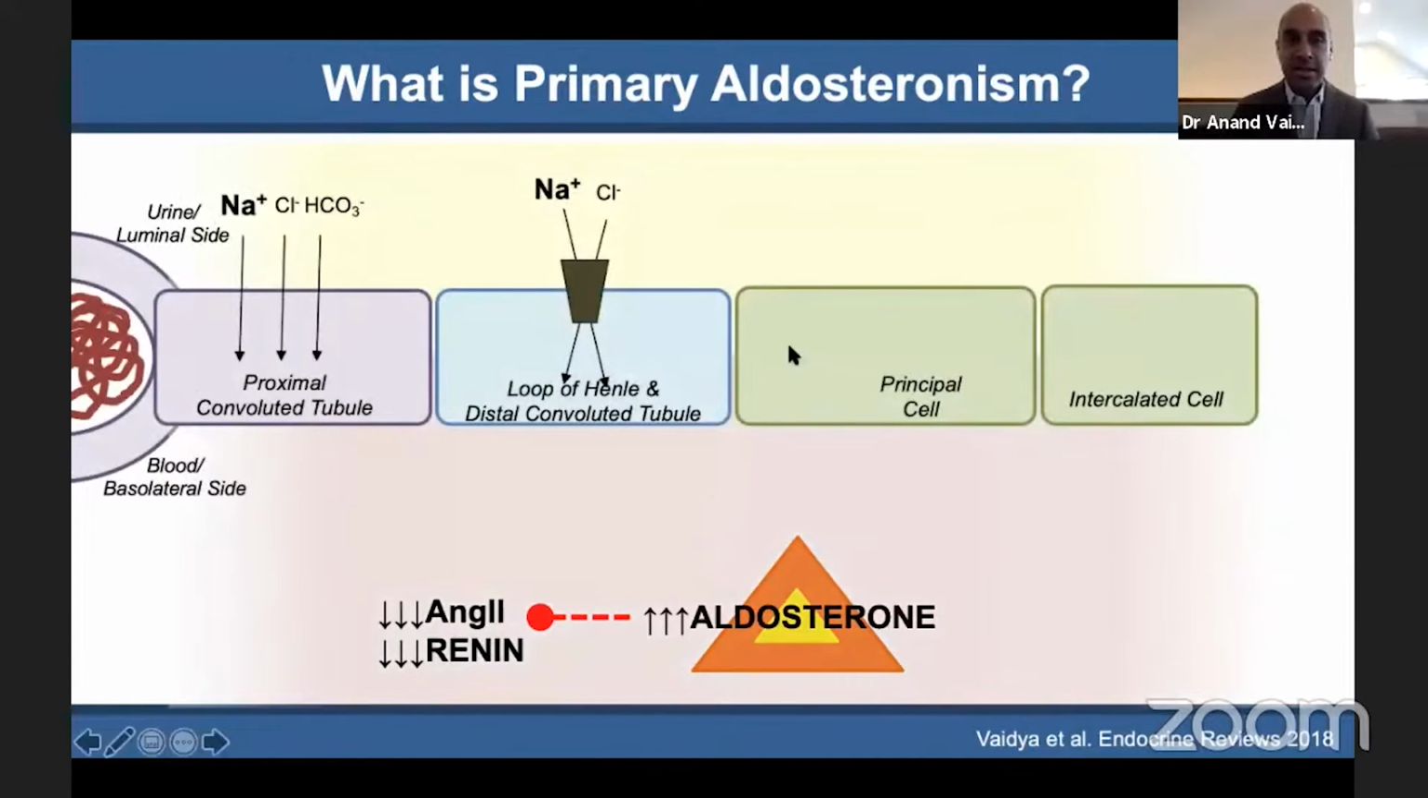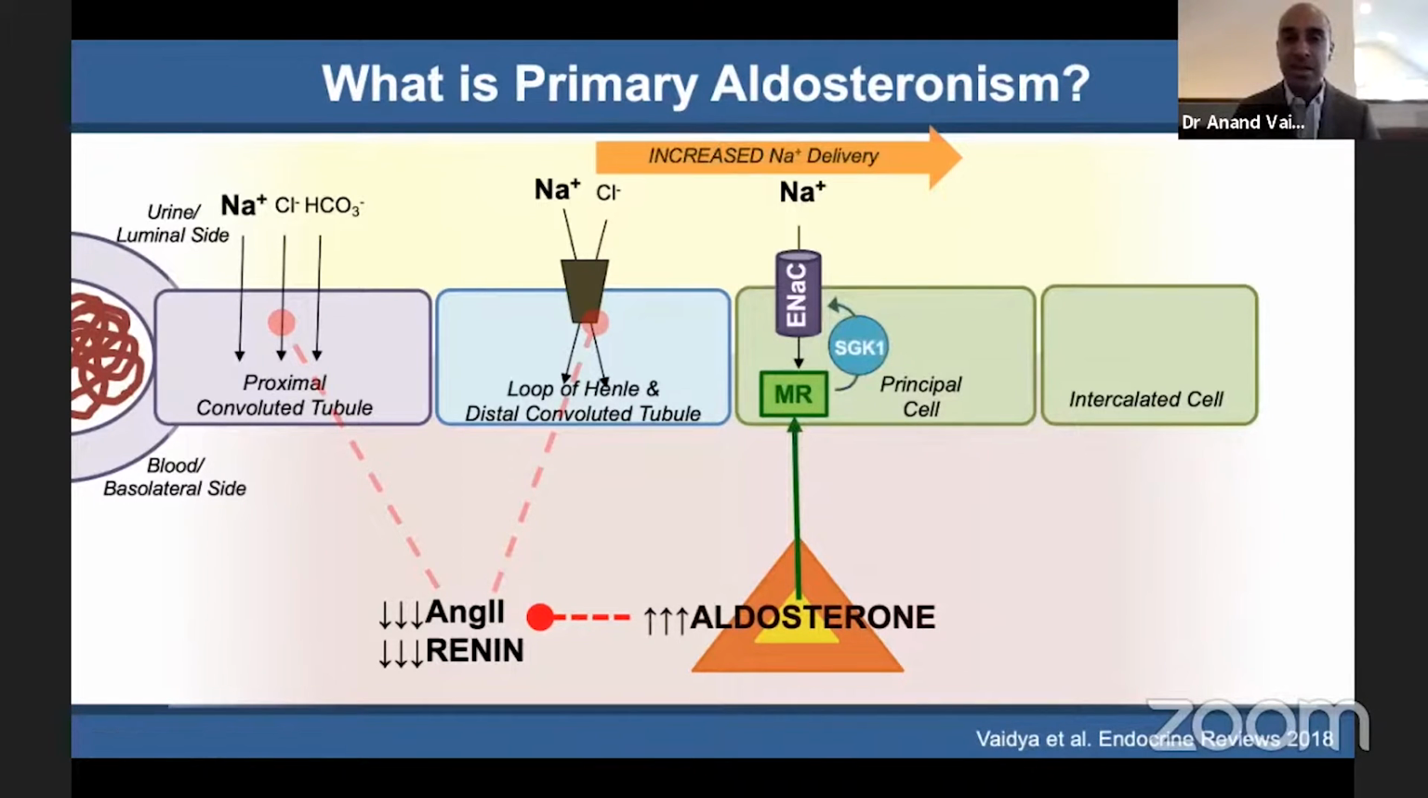This is a glomerulus and a cartoon of a nephron. As we know, in normal physiology, the majority of sodium and water reabsorption occurs in the proximal nephron under the auspices of angiotensin II. So in primary aldosteronism, because angiotensin II is suppressed, this process is diminished, and more sodium will be delivered to the distal part of the nephron. In the distal nephron, in the principal cell, aldosterone interacts with the mineralocorticoid receptor to induce ENaC-mediated sodium reabsorption, and in parallel, water.